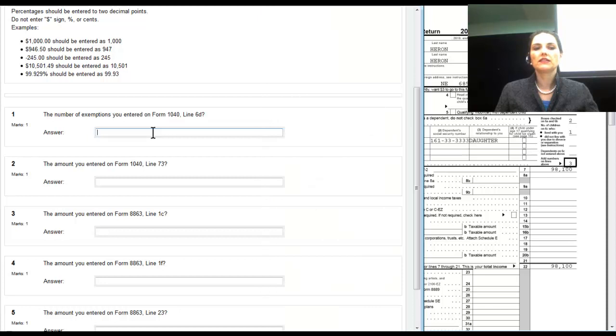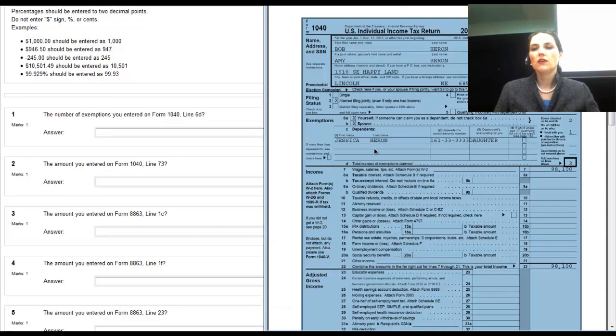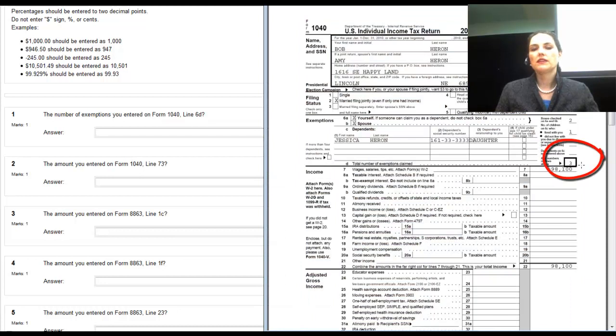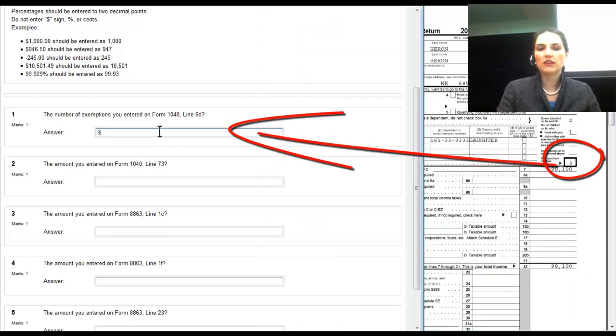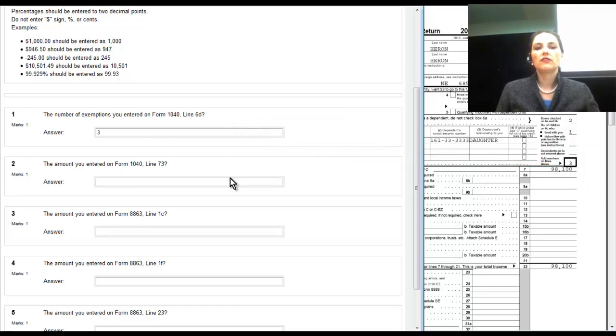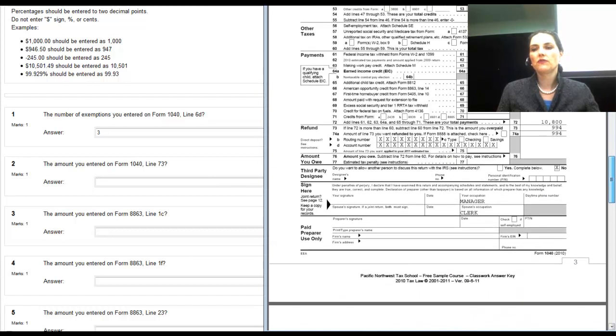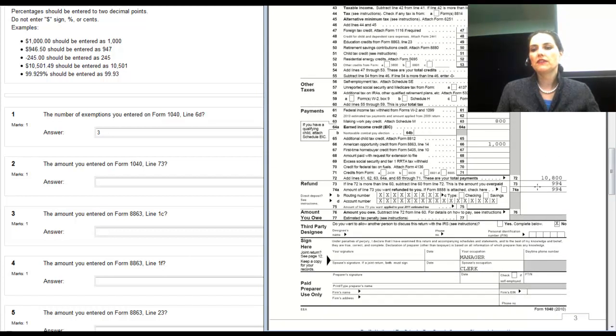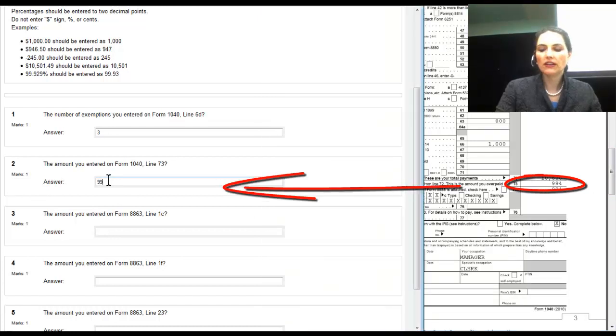The first question it asks is, what is the amount that you entered on Form 1040, line 6D? Well, line 6D is 3 exemptions, so I'm going to enter 3 into the LMS. It then asks me, what is the amount that you entered on Form 1040, line 73? So I'm going to scroll down to page 2 of Form 1040. What is the amount that I entered on line 73? Well, that was $994. So I enter $994.